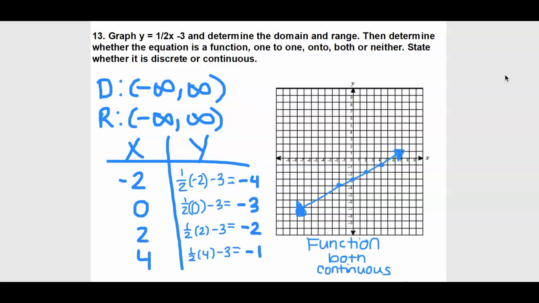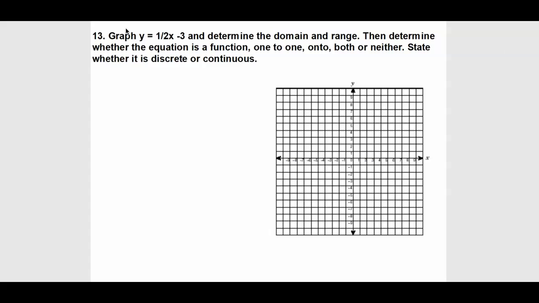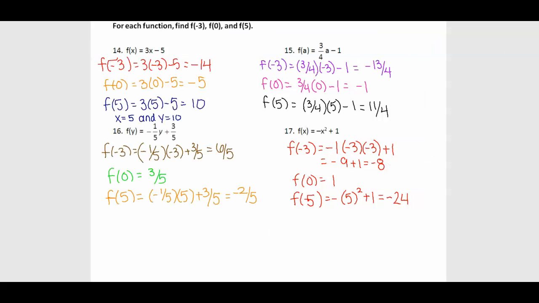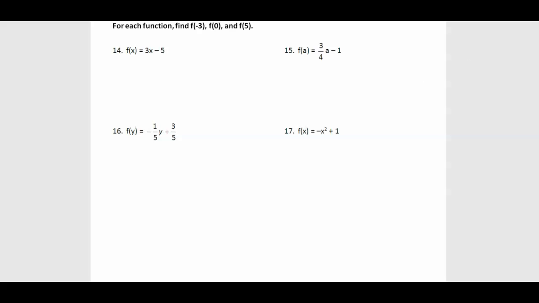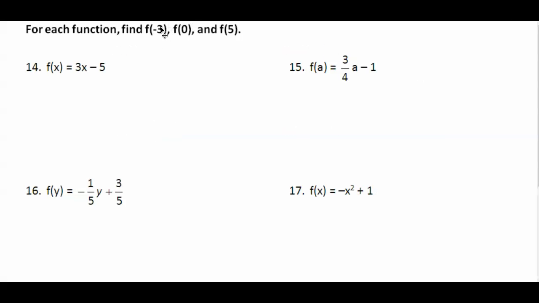That problem right there pretty much summarizes all of the key ideas for section 1 in this chapter. It has you finding values of a function, identifying domain and range, identifying a function, and being able to describe the function as 1-to-1 or onto, and then is it continuous or discrete. The last little part is being able to plug in values using function notation.